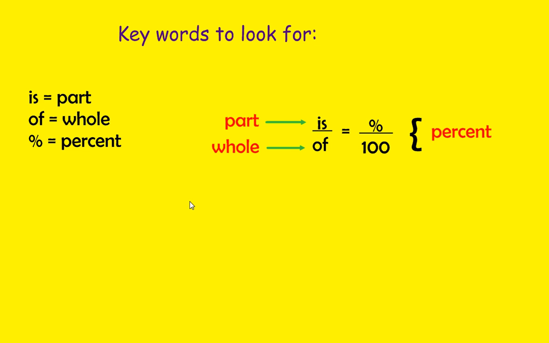Some keywords to look for. Whenever I see the word is, I usually know that it means that's the part. If I see the word of, I know that's the whole. And if I see the percent symbol, I know that's the percent. So when I'm setting this up, I like to think of it as is over of equals percent over 100.